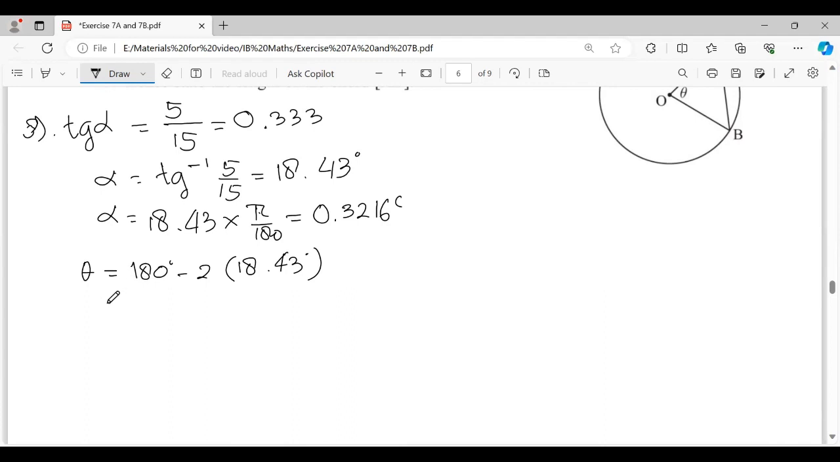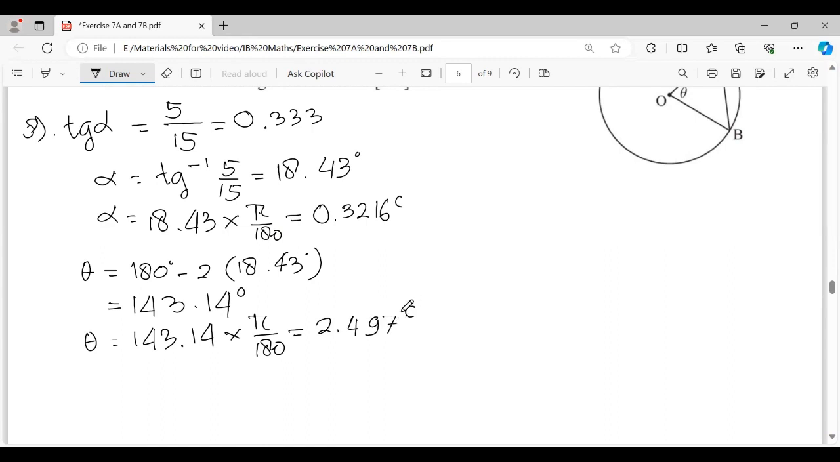So it means 180 minus 2 times 18.43 degrees. With calculator, we find the result, 143.14 degrees. And then afterwards, convert to radians. So theta equals 143.14 times pi over 180. And we got the conversion 2.4970 radians. That is theta in radians.